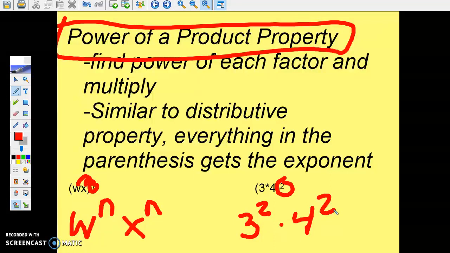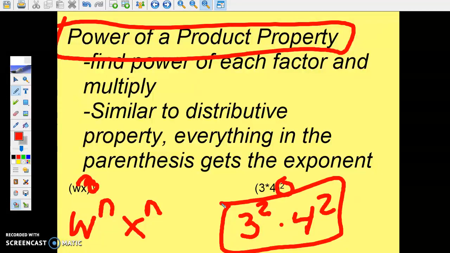Now, back to if you did 3 times 4, you get 12. You square that, you get 144. Well, what happens if you took 3 squared? You get 9. 4 squared, you get 16. And if you multiply 9 and 16 together, you also get 144. So it really just depends on the wording of the directions. If it asks you to give your answer in exponential form, then this is what we want. If it just says simplify and give me an answer, then you would want your answer to be 144.